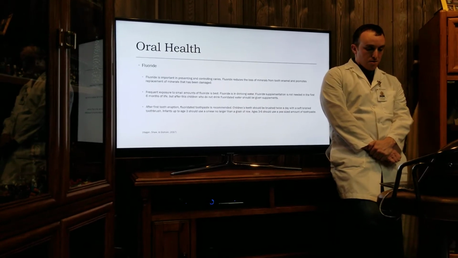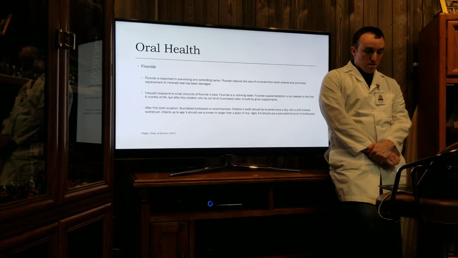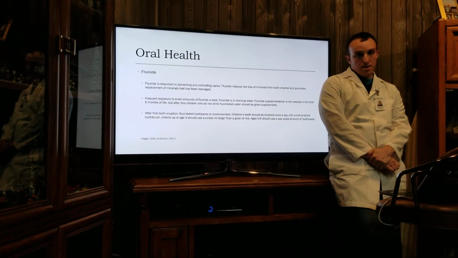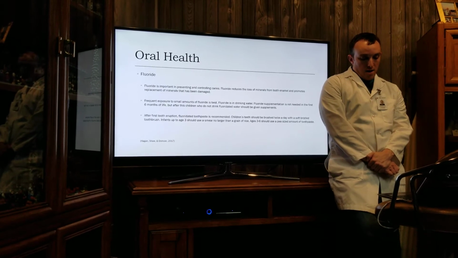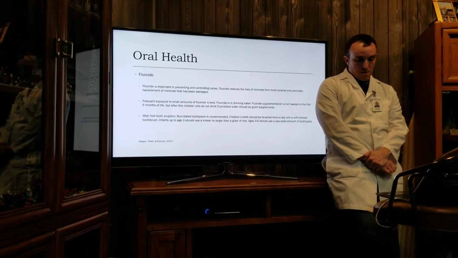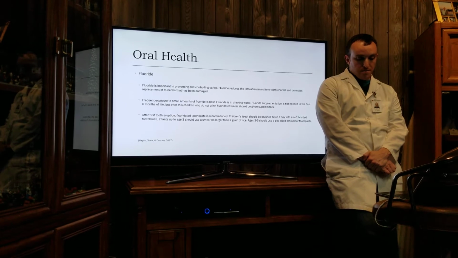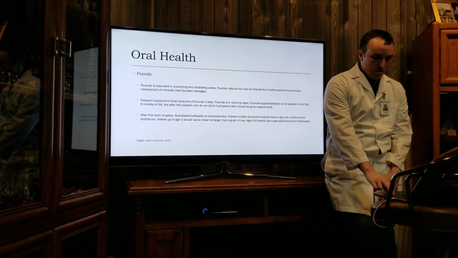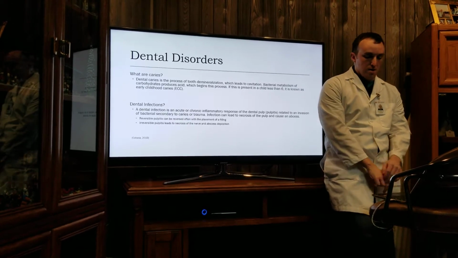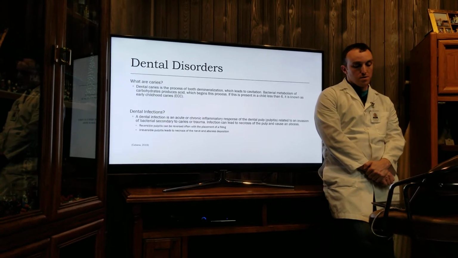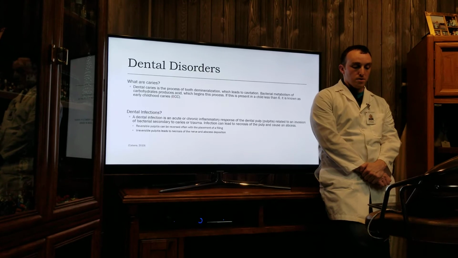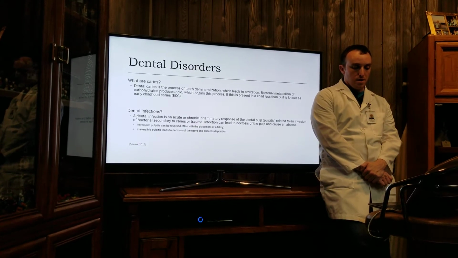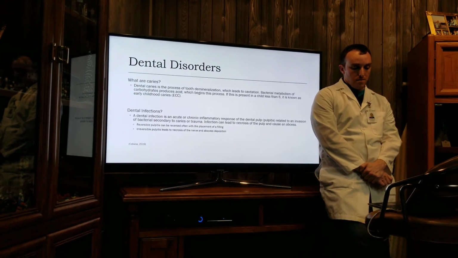Infants up to age 3 should use a smear no larger than a grain of rice. You don't want them to swallow too much of the fluoride. Ages 3 to 6 would use a pea-sized amount of toothpaste. It's good to start a good routine with children and get them to brush their teeth from a young age so that they carry that throughout their life and take care of their teeth.